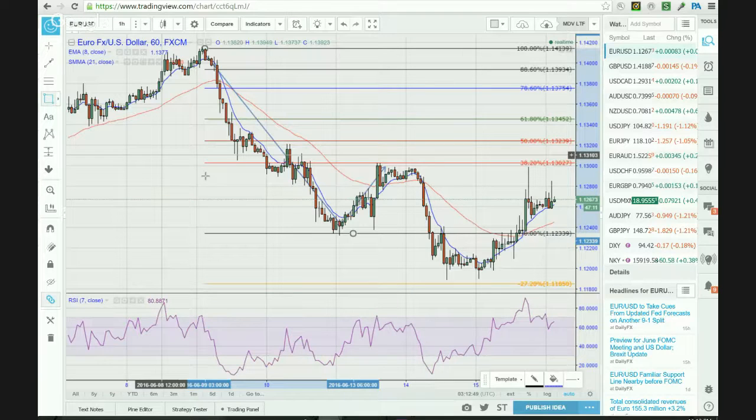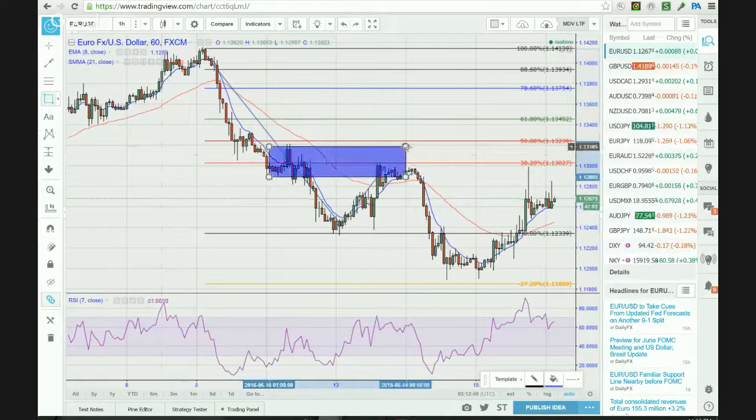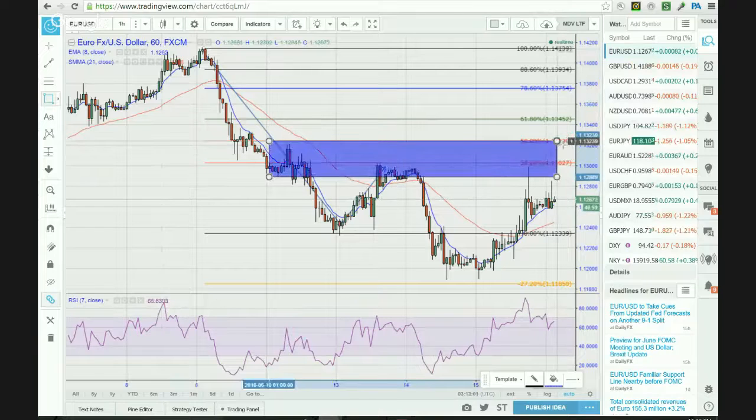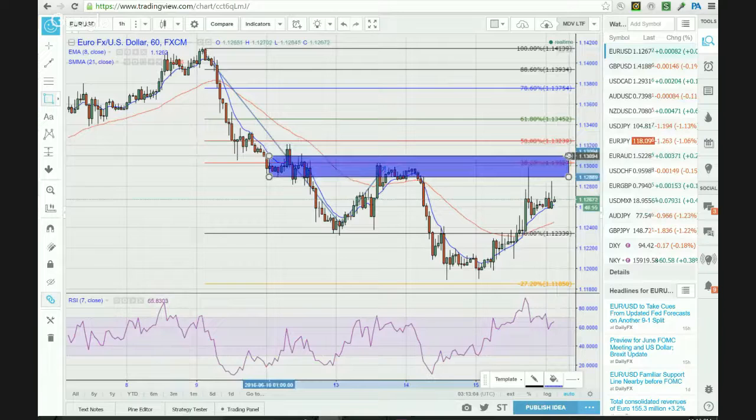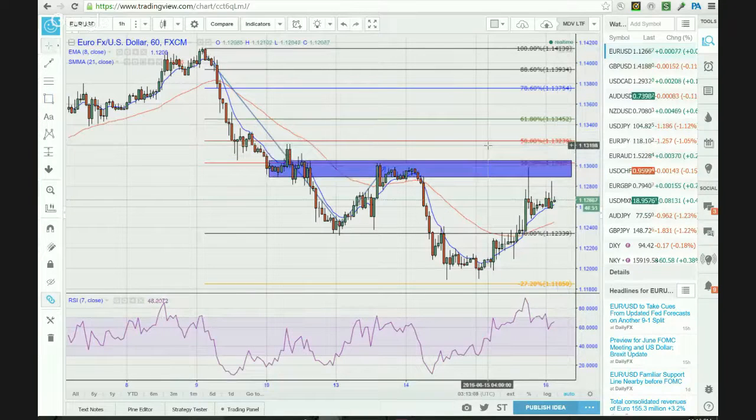So what we could have done right here before price got there, we would have known in here that this would have been a supply box, a supply zone. We can go ahead and stretch this on all the way out. Put it right there in that consolidation area right before it broke out.